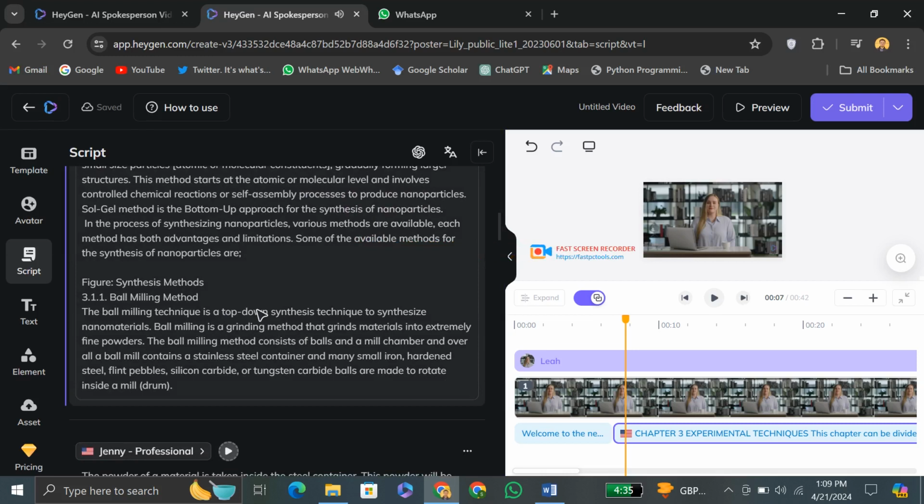3.1.1. Ball milling method. The ball milling technique is a top-down synthesis technique to synthesize nanomaterials. Ball milling is a grinding method that grinds materials into extremely fine powders. The ball milling method consists of balls and a mill chamber, and overall a ball mill contains a stainless steel container and many small iron, hardened steel, flint pebbles, silicon carbide, or tungsten carbide balls that are made to rotate inside a mill drum.